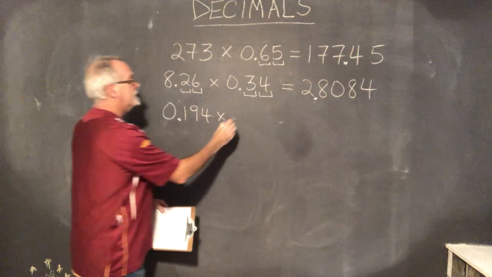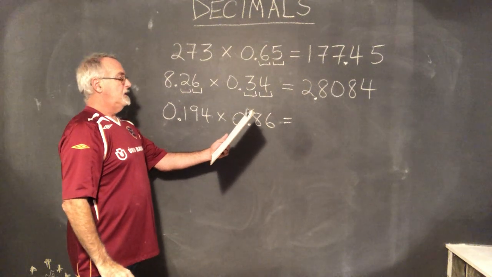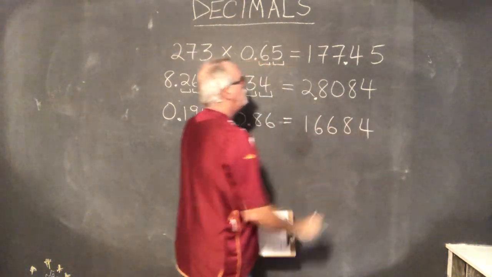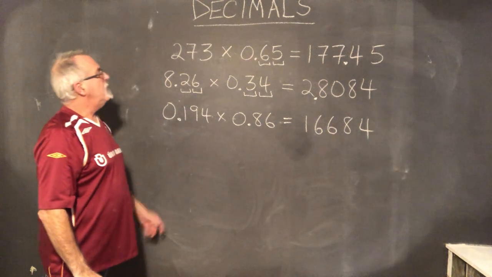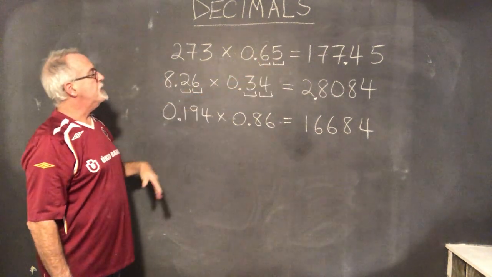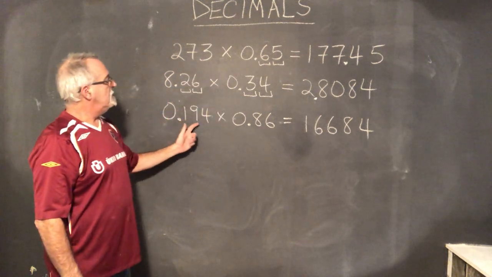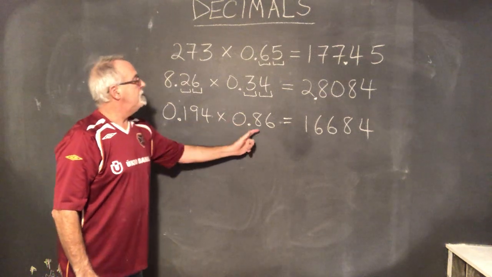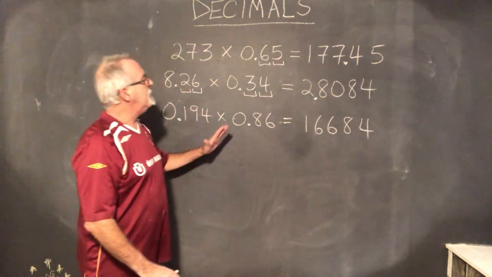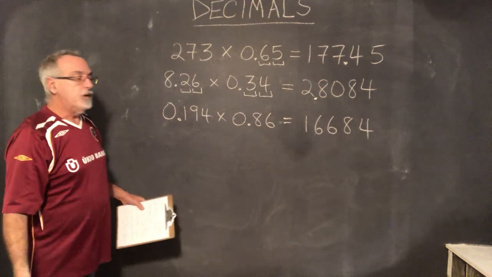Okay, 0.194 times 0.86, without the decimal, 16684. Why do all three of these have 5 digits? Oh, because all three of these have 5 digits if you're not paying attention to the decimal and you're ignoring zeros that are on the left. So 1, 2, 3, 4, 5. 1, 2, 3, don't count that one, don't count that one either. 1, 2, 3, 4, 5, yeah. Well, I guess when you multiply a 3-digit number by a 2-digit number, you're going to get a 5-digit number, but not always. And I'll leave it to you to figure out when you would not get a 5-digit number in the answer.